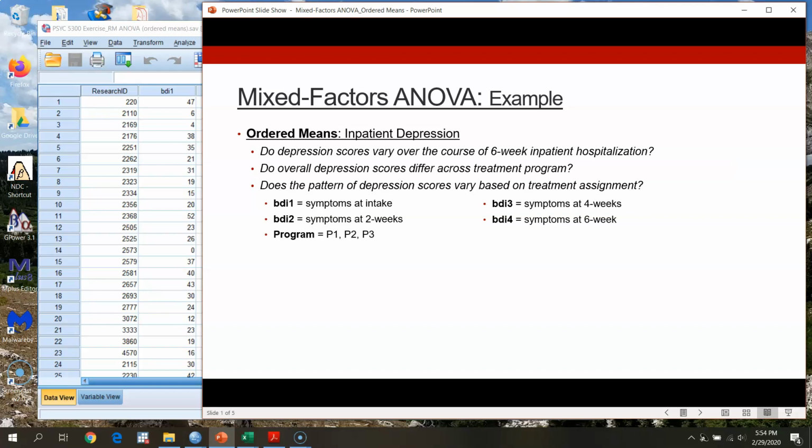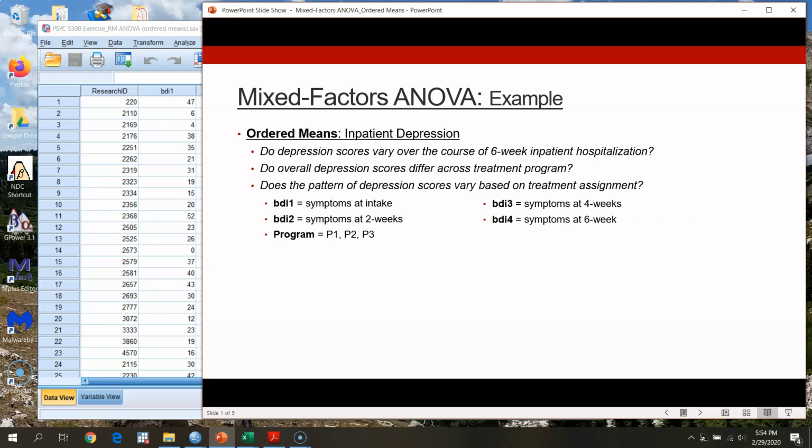Just as a reminder for these data, what we have are treatment scores for depression at baseline or intake, at 2 weeks, at 4 weeks, and 6 weeks at the end of treatment. And so we're following people who are experiencing symptoms of depression, looking for reductions in those symptoms over the course of treatment. And then we've got three different programs. We've got program 1, program 2, and program 3. So with this mixed factors ANOVA, we've got a within subject effect, which is our depression scores. We've got a between subject effect, which is our program.